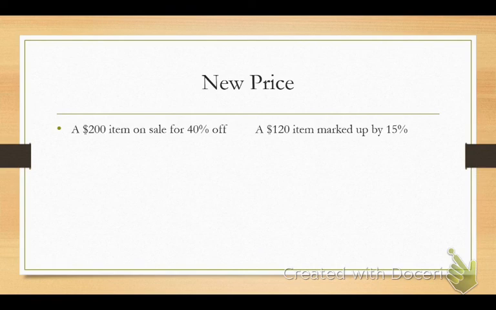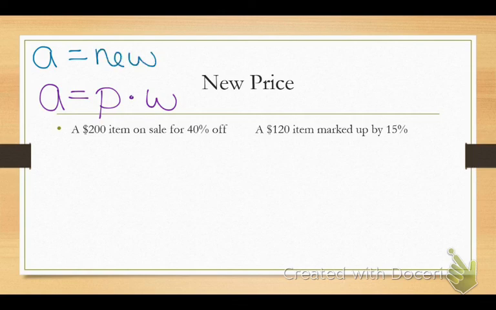A $200 item is on sale for 40% off. A $120 item is marked up by 15%. For both of them, I want you to find the new price. We are using our A equals P times W formula. Okay? Now, you must remember A stands for the new price and W stands for the original price. Okay, so especially when we're solving for original price, that's important. Okay. All right, let's go ahead and work through these.